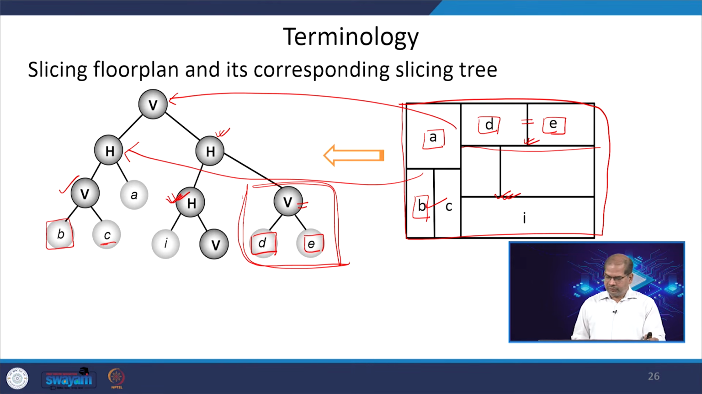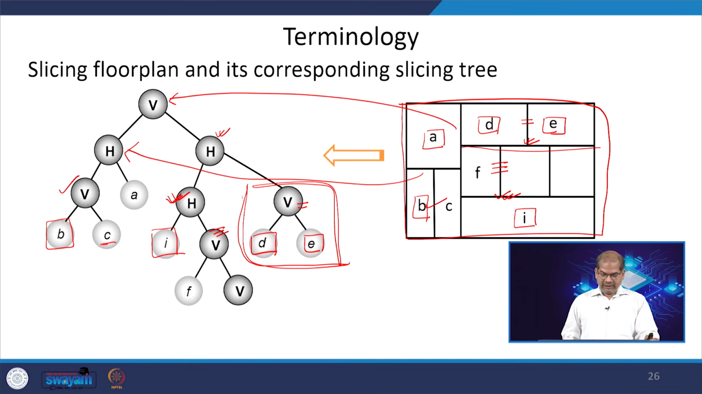Now, we have two things. One is I, which is the bottom, so that is a left child. Then we have a vertical cut, basically this one, corresponding to that one. Now, again I have another vertical cut.